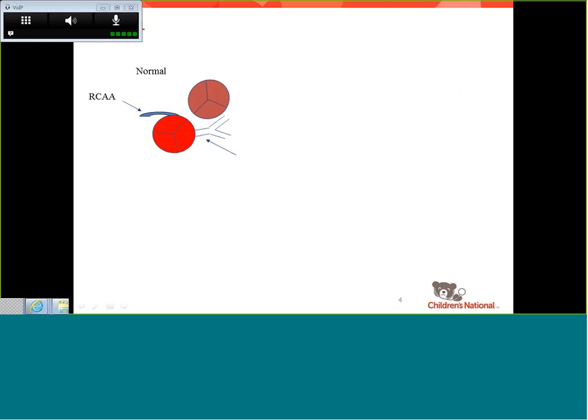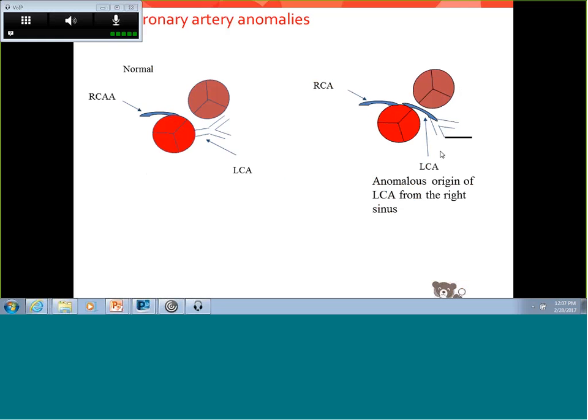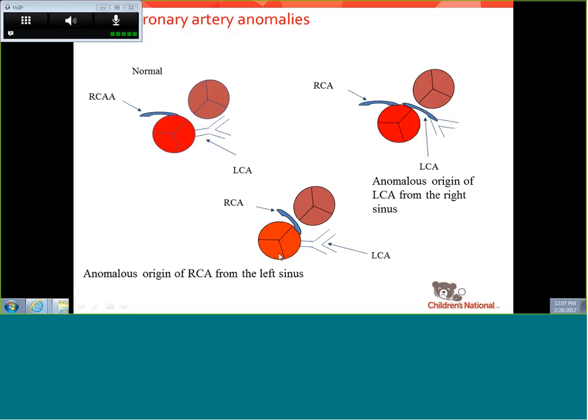What this patient had is something related to the coronary artery. In the normal child, the right coronary artery originates from the right side of the coronary sinus, whereas the left coronary artery originates from the left-facing coronary sinus. This blood vessel is the pulmonary artery. In some children, the left coronary artery originates all the way from the right, and in others, the right coronary artery originates from the other facing sinus.